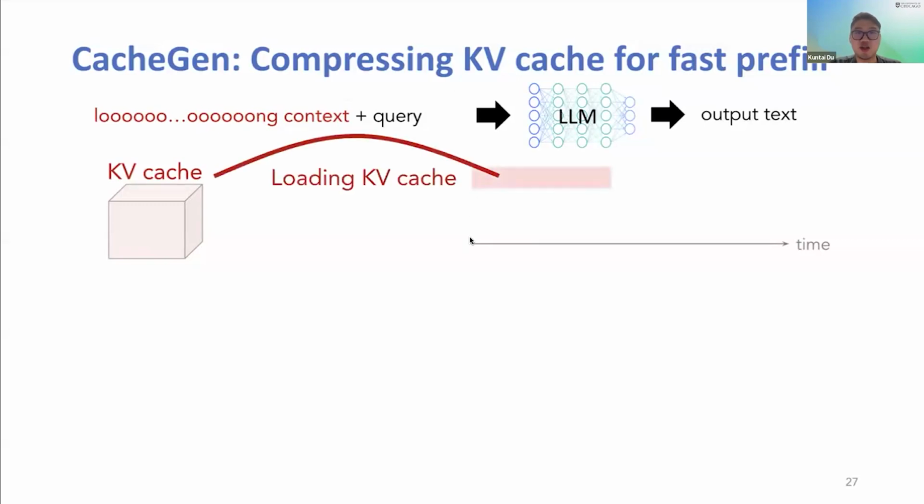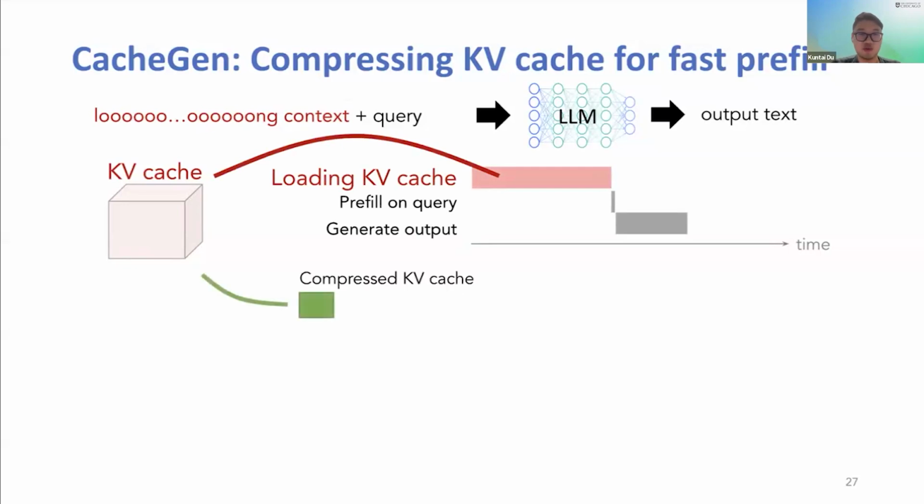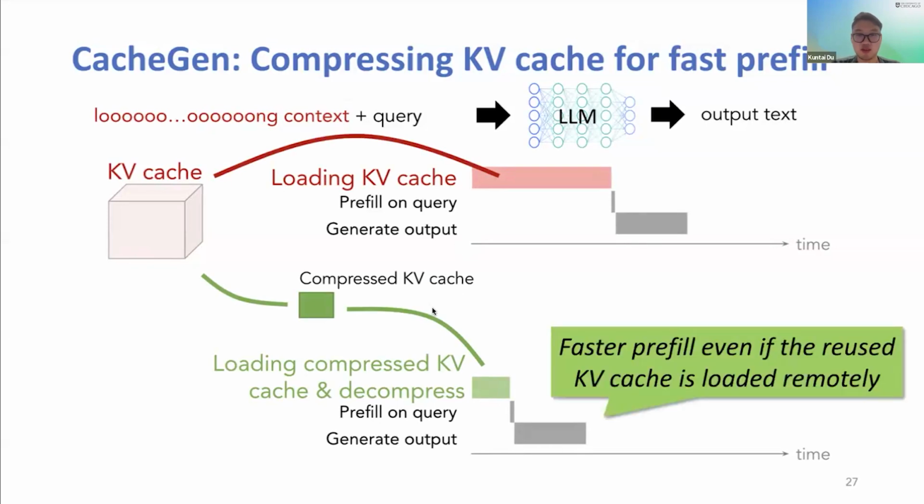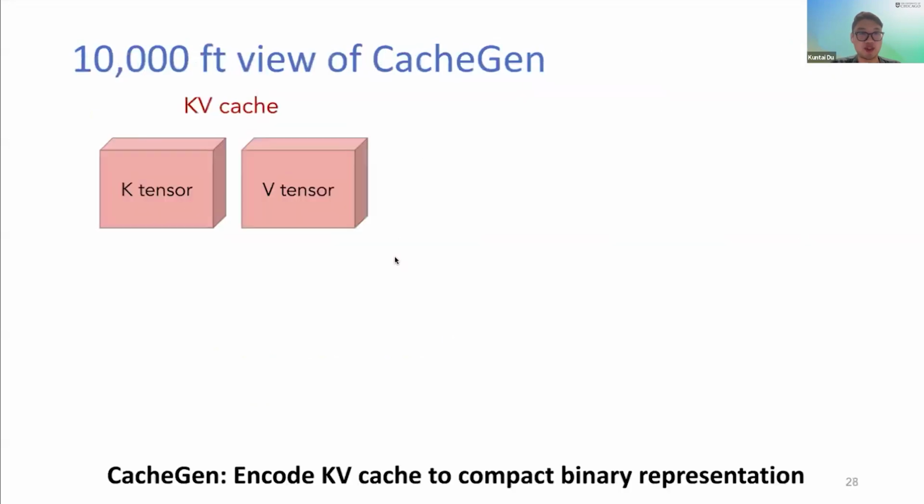The issue is that even if the KV cache can help us skip the prefill, we need to load it into the GPU first, and the loading can take forever. So what we want to do here is compress the KV cache, which can significantly decrease our loading time, and then load it back to the GPU and do inference. This will give us faster prefill, even if the reused KV cache is loaded from a remote disk, and it can still give us a speedup.